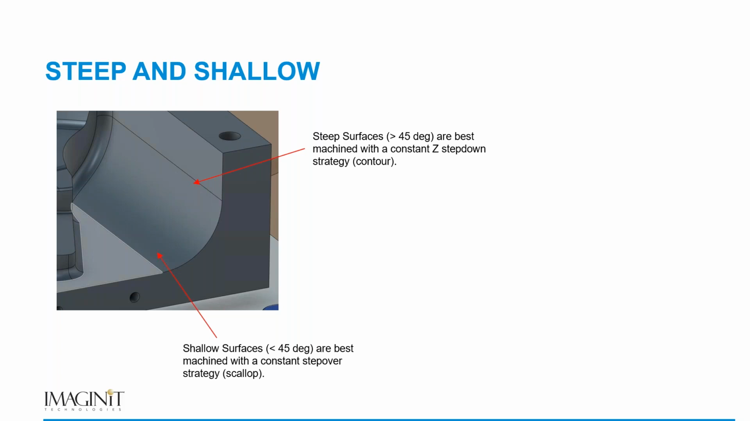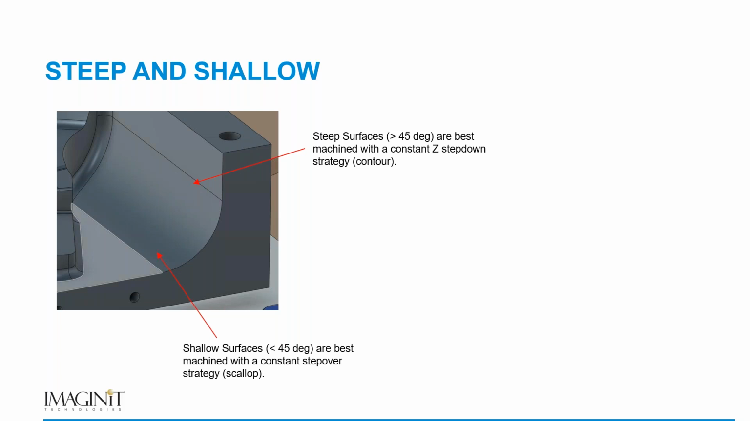So if you were programming this without the steep and shallow toolpath, you would have to set a threshold angle and try to blend together your steep and your shallow surfaces. With steep and shallow, it does that for you. So it identifies where that transition between steep and shallow occurs. And it actually takes the contour toolpath and blends it together with the scallop toolpath.